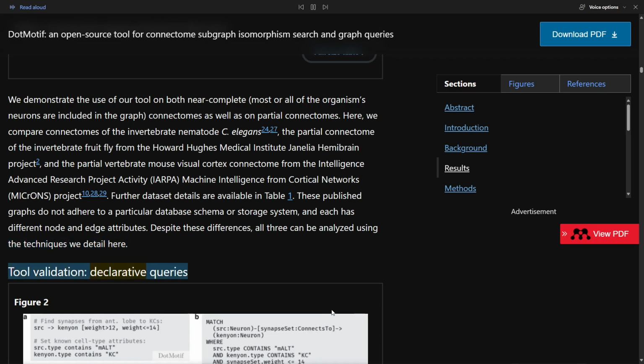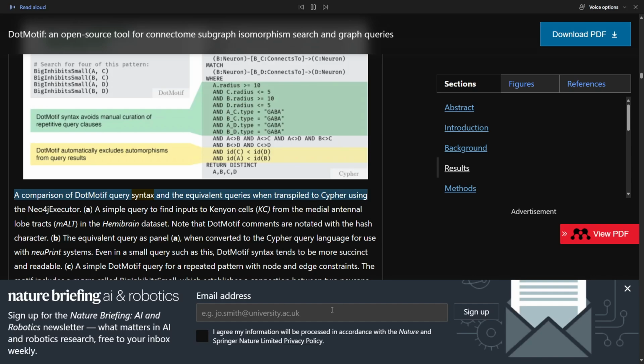Tool validation, declarative queries. Figure 2. A comparison of DotMotif query syntax and the equivalent queries when transpiled to Cypher using the Neo4j executor. A. A simple query to find inputs to Kenyon cells, KC, from the medial antennal lobe tract, MALT, in the hemibrain dataset. Note that DotMotif comments are notated with the hash character. B. The equivalent query as in panel A, when converted to the Cypher query language for use with Neo4j systems. Even in a small query such as this, DotMotif syntax tends to be more succinct and readable.